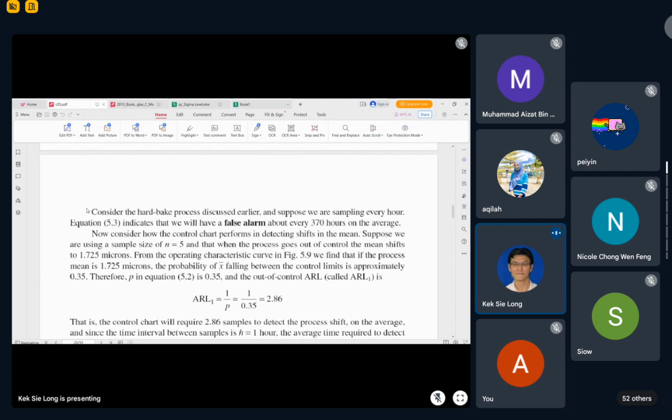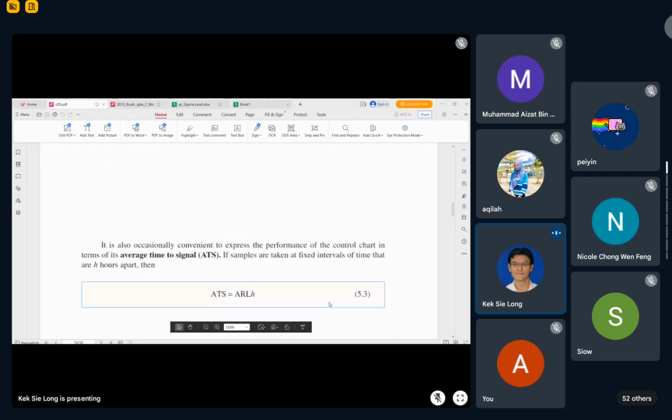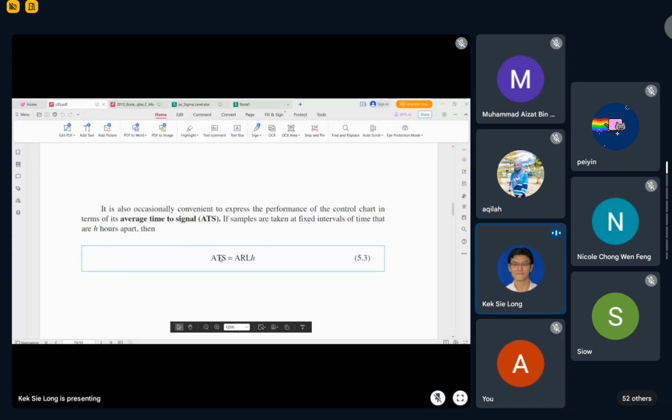The first two lines consider the hardware process discussed earlier. We suppose we are sampling every hour. So from ATS, we will have a false alarm about every 370 hours on the average. So you see, in our calculation, in our discussion just now, ARL is 370.